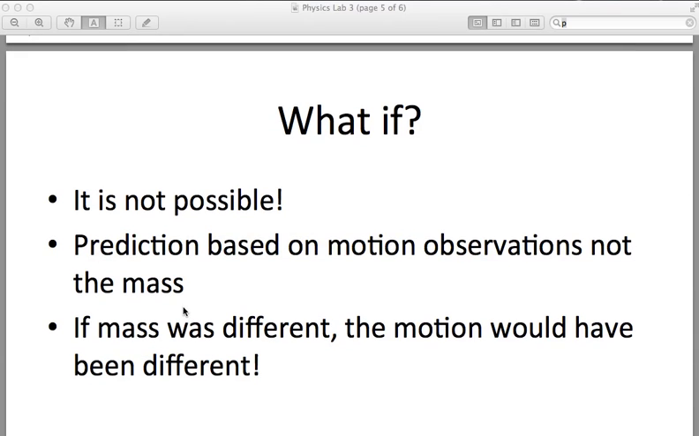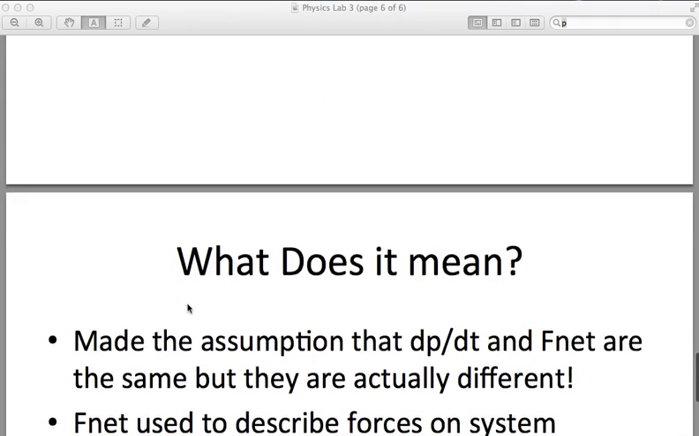So what if we had applied a black hole with a different mass but the same motion? Basically, it wouldn't be possible to calculate the new mass because the prediction is based on the motion observations, not originally on the mass. So if the motion track had stayed the same, it would continue to calculate the same mass. This is based on the principle that if the mass was different, the forces acting on it would be different, and so then the motion would also be different.